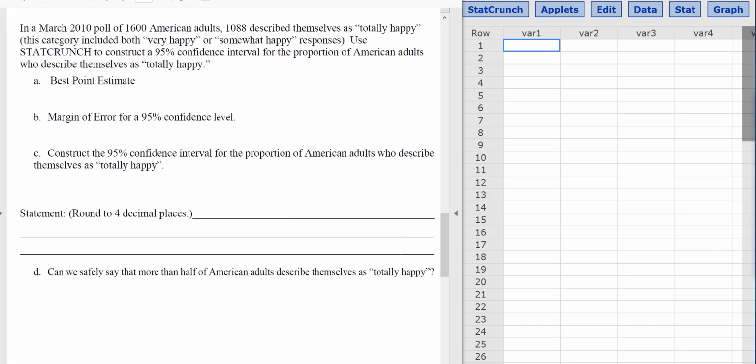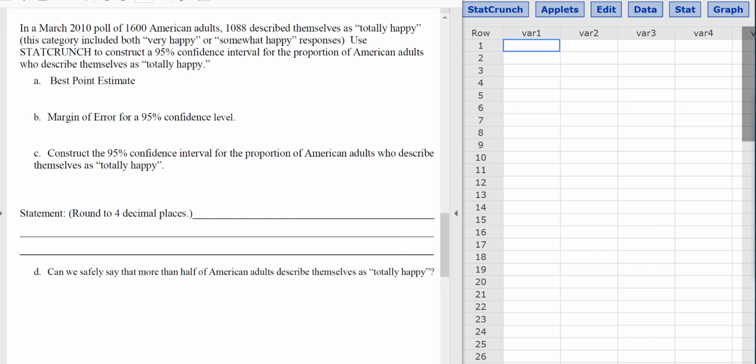In a March 2010 poll of 1,600 American adults, 1,088 described themselves as totally happy. This category included both very happy and somewhat happy responses. Use StatCrunch to construct a 95% confidence interval for the proportion of American adults who describe themselves as totally happy.